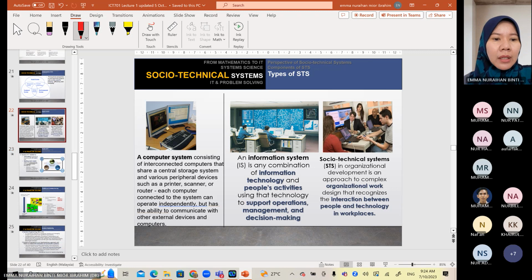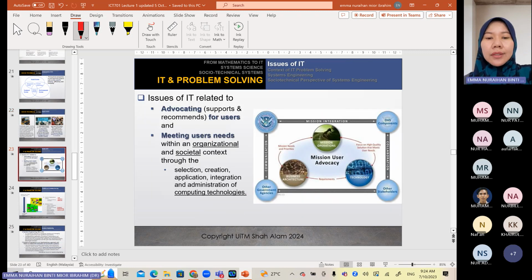Okay. So issues related to IT and problem solving are eventually about advocating for the users. It's not just a matter of building a system for the user; the system must be useful and efficient for the user, and also meet the user's needs. Have empathy, empathize with the user, all right.